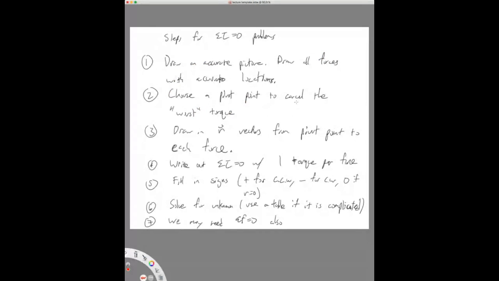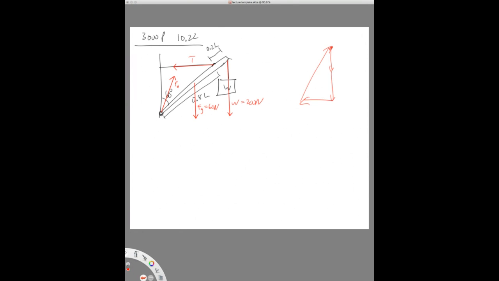Now we want to choose a pivot point to cancel the worst torque. So which torque is the worst? Well, force of gravity and W are pretty good because I already know how big those forces are. I know exactly where they're located. I know the angles that they're located. I know everything about them. So I don't want to cancel one of those. The tension, I don't know the tension, so that one might be a good one to cancel. But I do know its direction. The force from the hinge, however, I don't even know the direction for sure. So the best choice would be to put my pivot point down there.